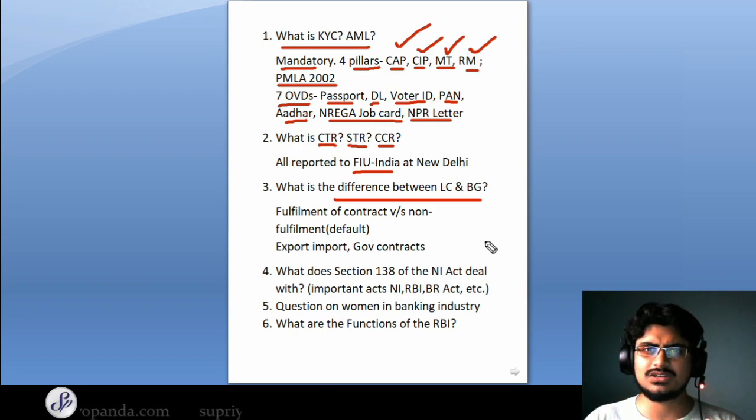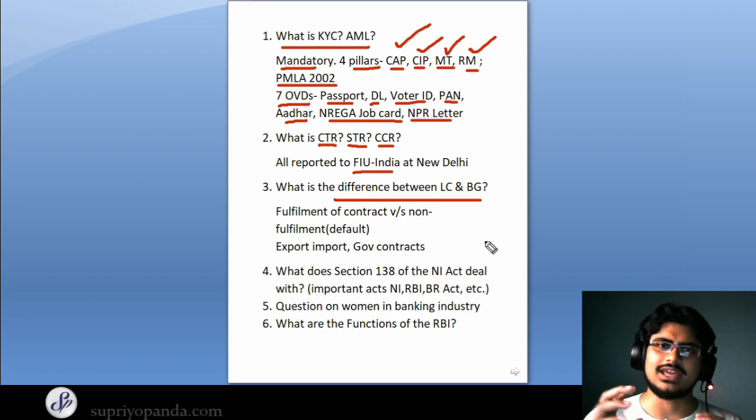So LC is basically a financial document and it is used mainly in export and import, whereas BG is a bank guarantee. It's a guarantee. Sometimes it can be a financial guarantee or it can be a performance guarantee, and it is used in export import and also for government transactions, government contracts as well. LC is a document which needs to be presented before a foreign seller can actually get the money.